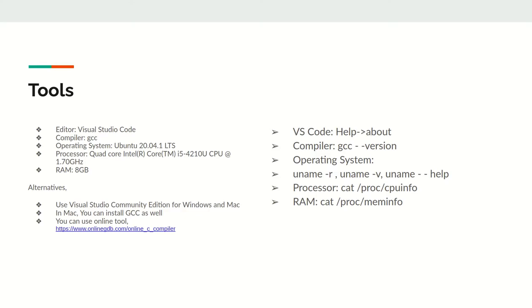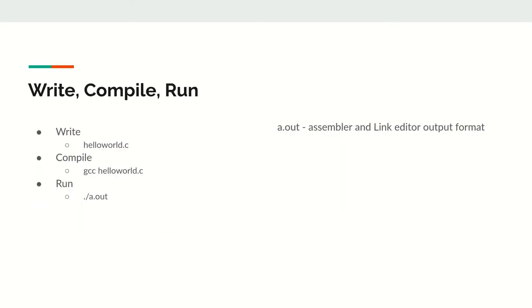We covered the tools part of it. Now we move on to write, compile, and run a program. We will write the hello world program in a hello world.c file. We'll compile using gcc hello world.c, and we'll run it with ./a.out. a.out is nothing but the assembler and link editor output format. So we'll quickly write the program, compile it, run it, and see the result.